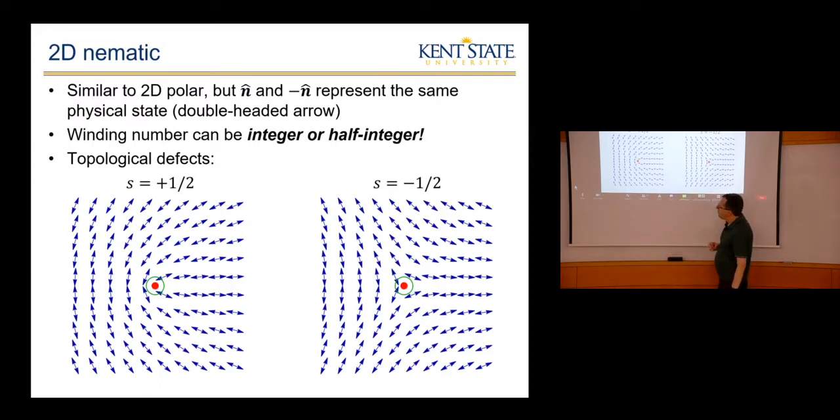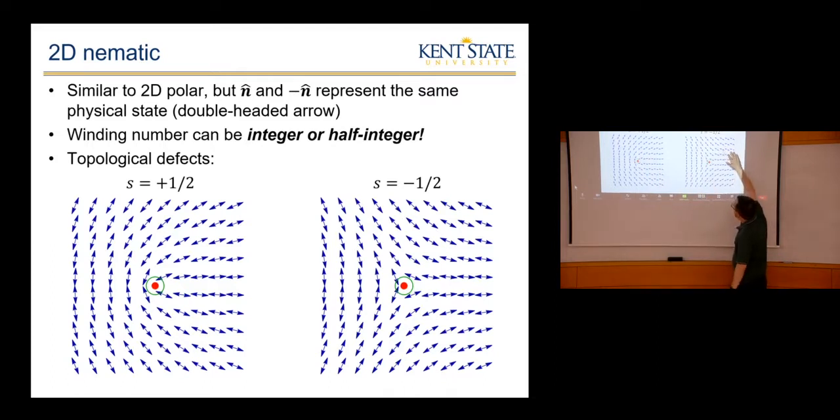The story now is pretty similar to the polar story, except that the winding number can now be an integer or a half integer. That is, you don't have to go around through a full circle of 2 pi to get back to where you started, you could just go halfway around the circle, and that gets back to the same physical state as where you started. Okay? So this then is a topological defect with a charge of +1/2, right? That as you go around the loop in a full circle, the orientation rotates through half a circle.